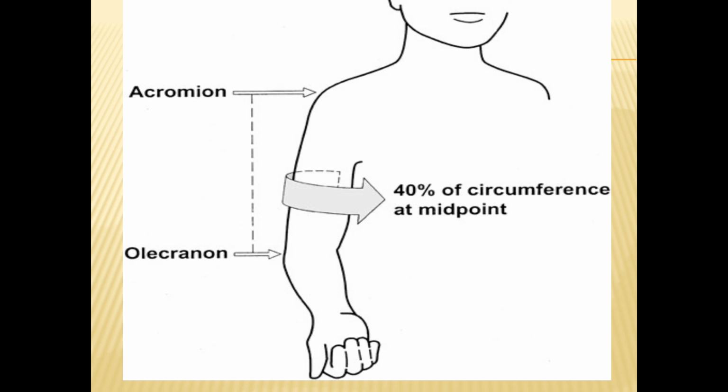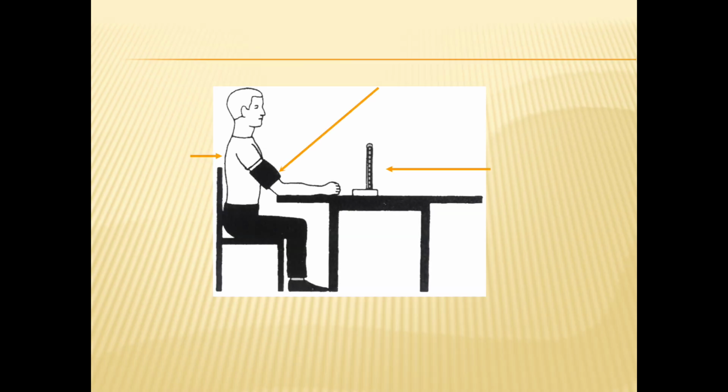And for the placement and width of the cuff, the cuff should occupy 40% of the circumference at the midpoint, and the midpoint lies between the acromion and olecranon process of the humerus bone and ulna bone. This is the positioning of the patient.